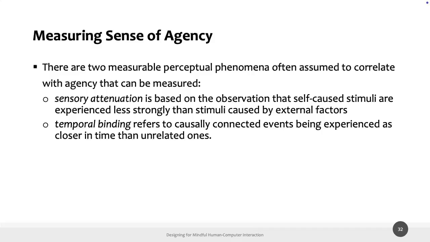There are two perceptual phenomena that can be measured that are assumed to be correlated with agency. And the first one is sensory attenuation. It is based on the observation that self-caused stimuli are experienced less strongly than stimuli that are caused by an external factor. And the other phenomenon is temporal binding. So typically, events that are causally connected are experienced as closer in time than unrelated ones.